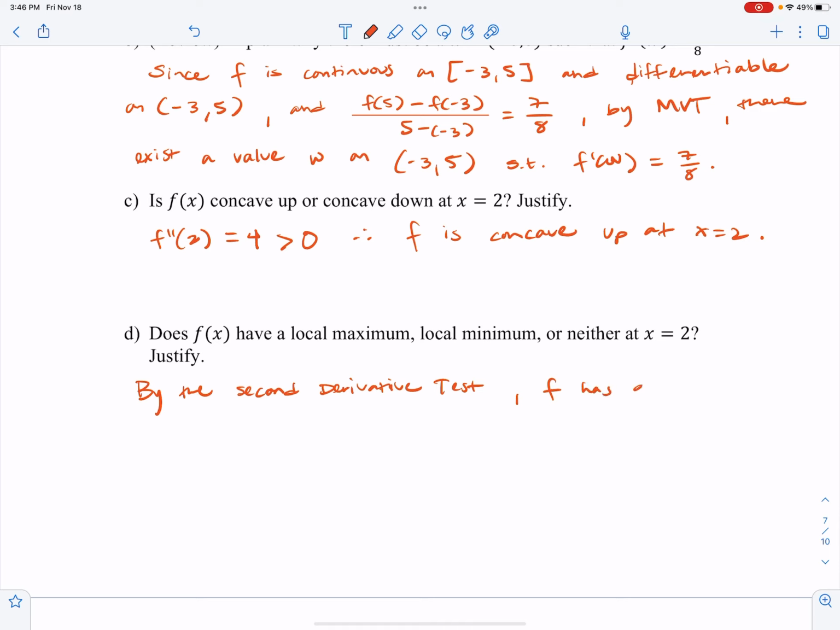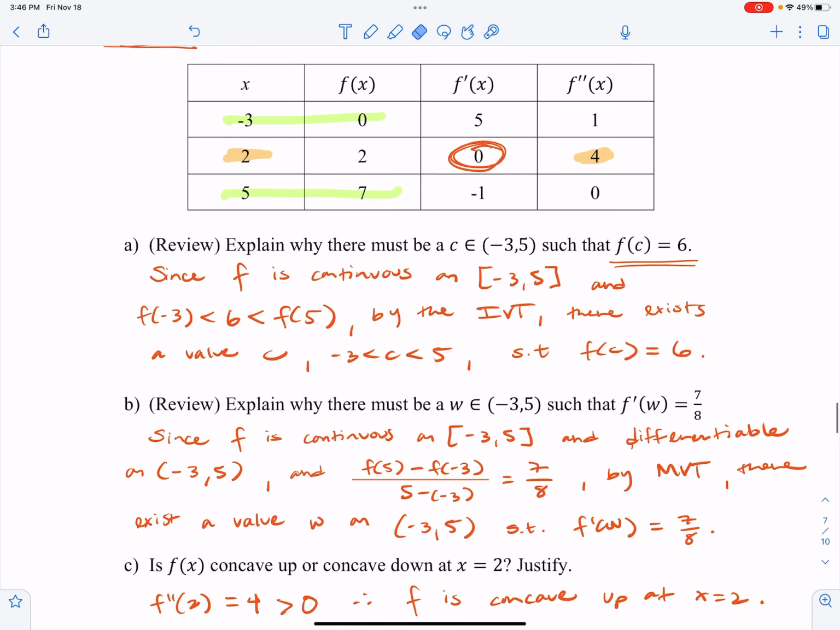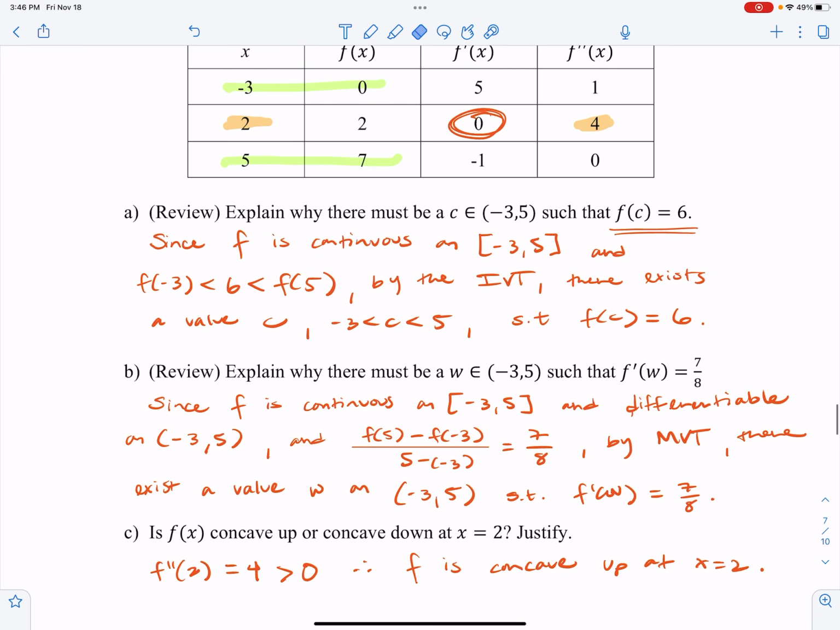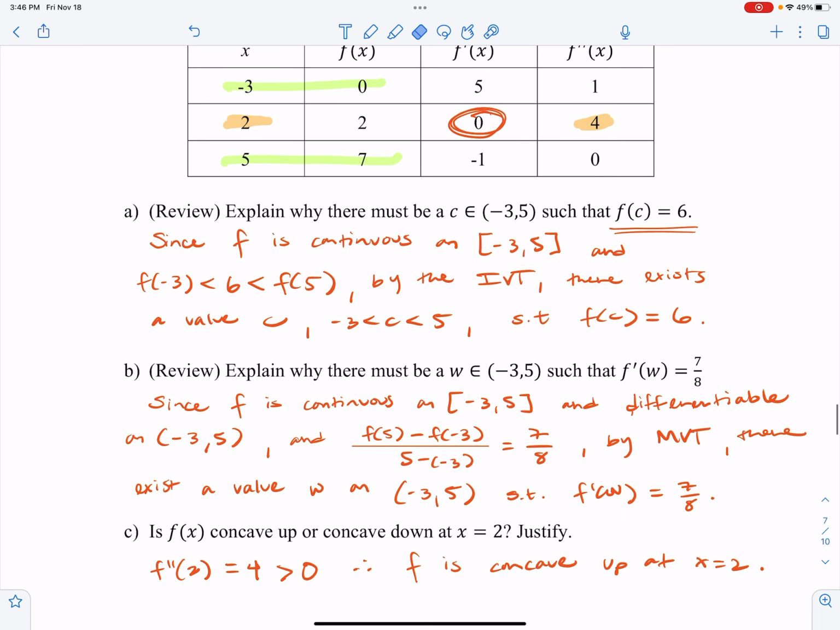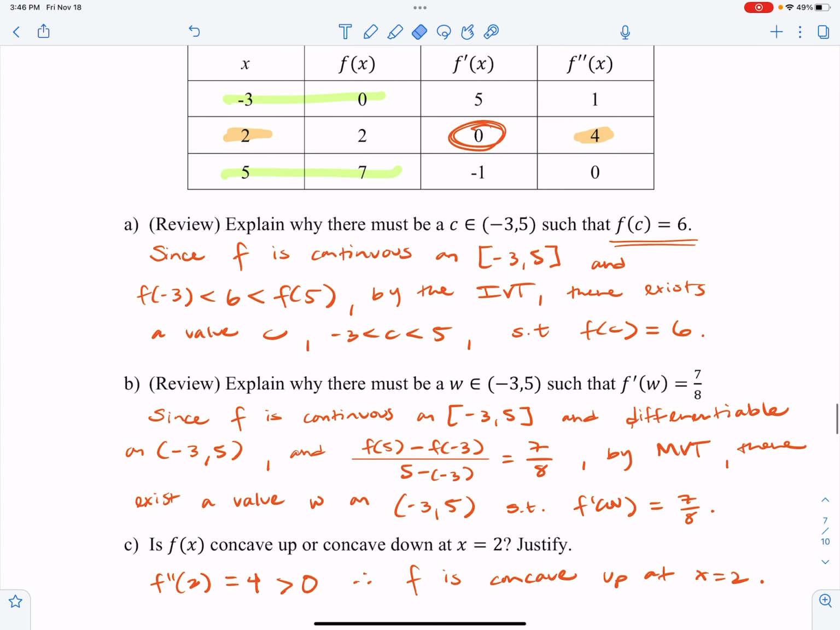f has a local minimum at x equals 2 because f prime of 2 is equal to 0. That part's important, right? f prime of 2 is equal to 0, meaning that 2 is a critical number. The second derivative test is plugging critical numbers that make f prime 0 into the second derivative to check the sign of the second derivative.